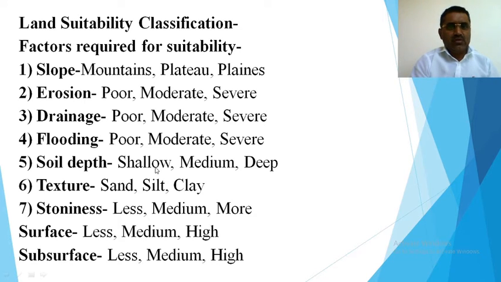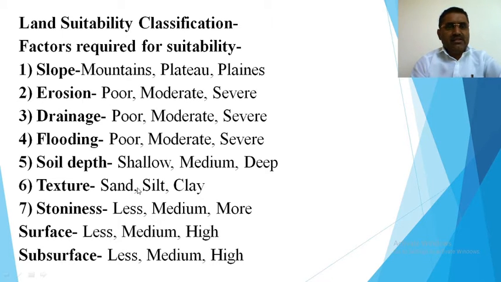Soil depth: shallow, medium, deep. Shallow soil is avoided by the farmers. Medium soil is useful for agricultural production, and deep soil is completely preferred by the farmers for production, because it is of higher quality and enriched by various nutrients. It may be primary, secondary, or micronutrients. That's why deep soils are suitable for production.